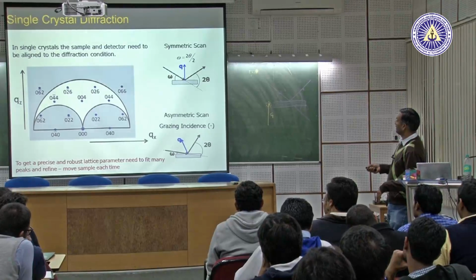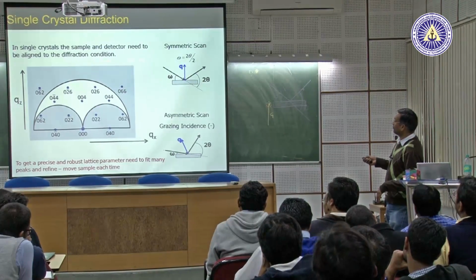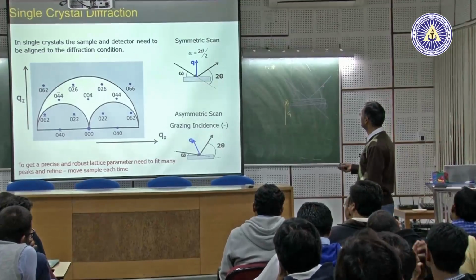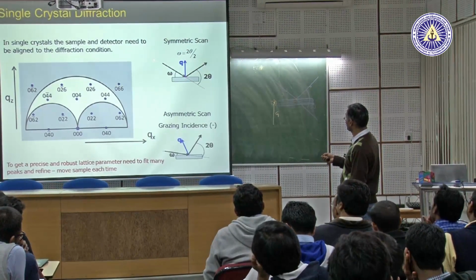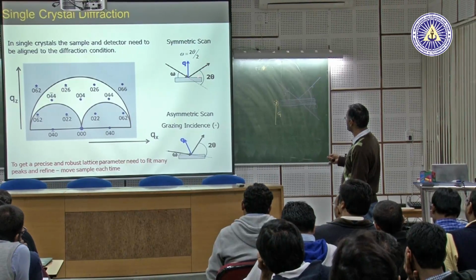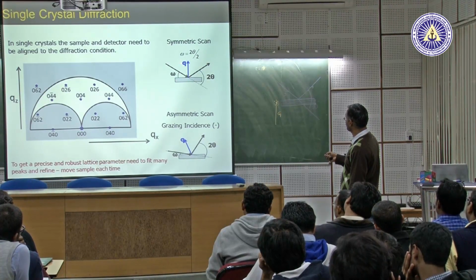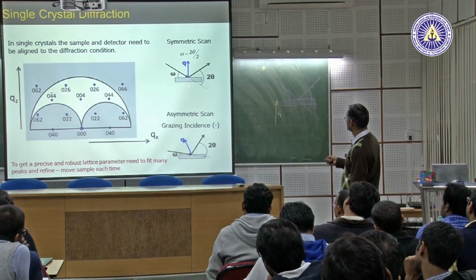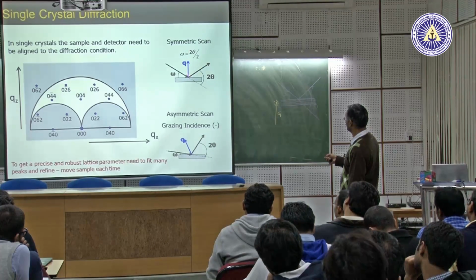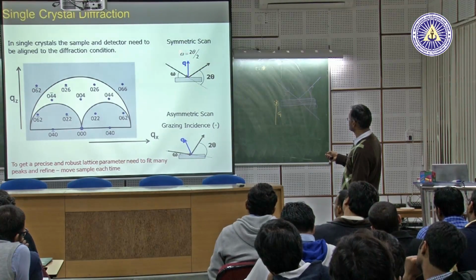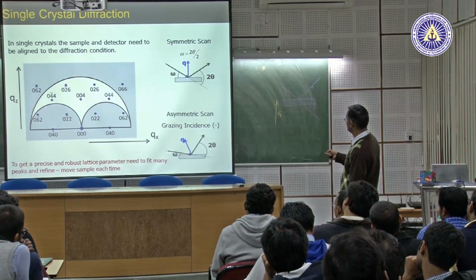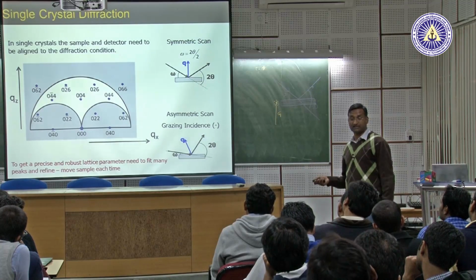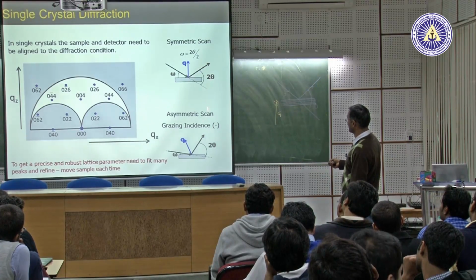So, basically what we are going to do here is, this is the Q vector for a given sample, this is the incoming beam, this is the outgoing beam, and if you investigate in such a manner that your Q is always in this direction, and also maintaining that omega is always equal to 2 theta divided by 2, this is called a symmetric scan.